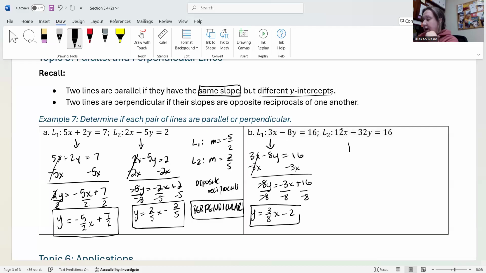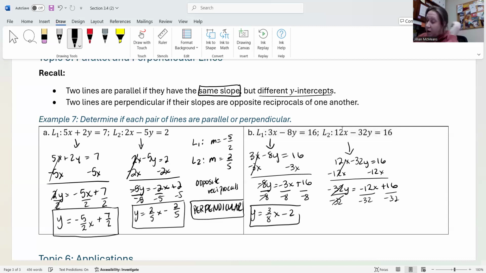So now let's look at L2. Same thing. I've got 12x minus 32y equals 16. I'm going to get the y term alone by subtracting 12x first. That leaves me with negative 32y equals negative 12x plus 16. All right. I'm going to divide everything by negative 32. That'll undo the multiplication of y and its coefficient.